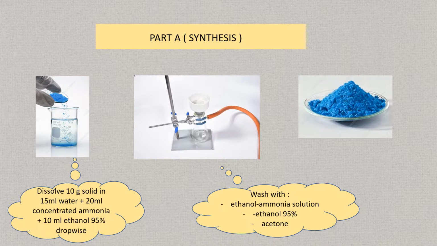fume cupboard. The copper compound crystal is filtered using vacuum filtration, washing the crystal with 10 ml of ammonia ethanol solution, 10 ml of 95% ethanol and 10 ml of acetone. All of this washing is repeated twice. The crystal is collected in a small beaker and kept in the locker.